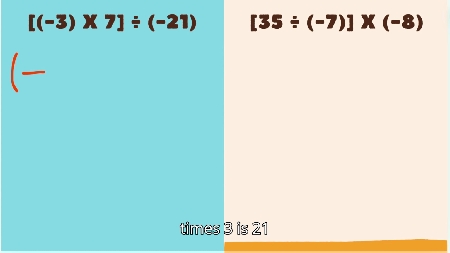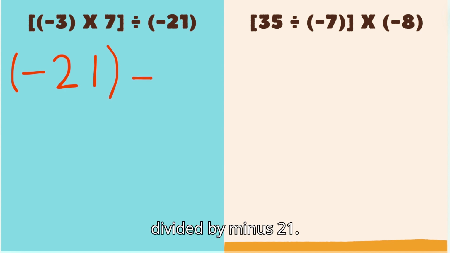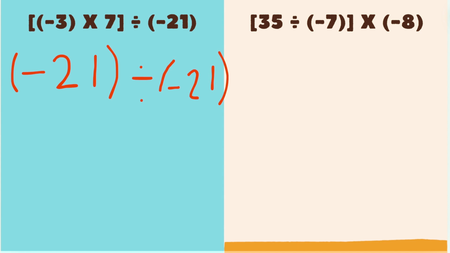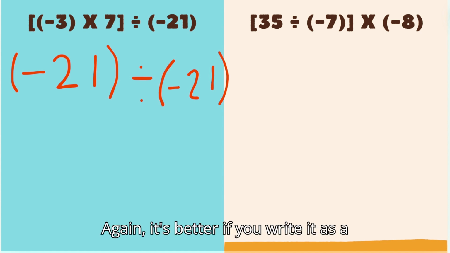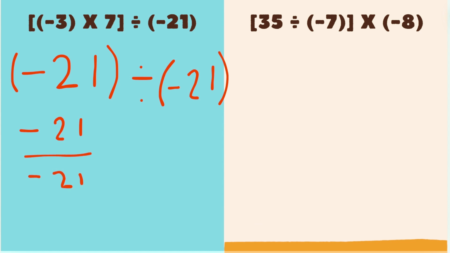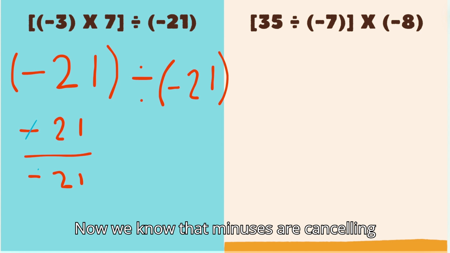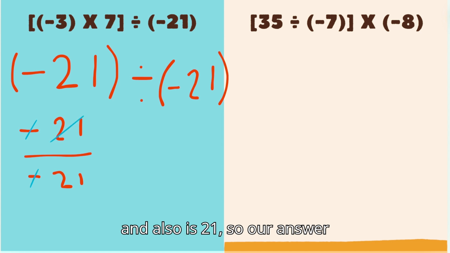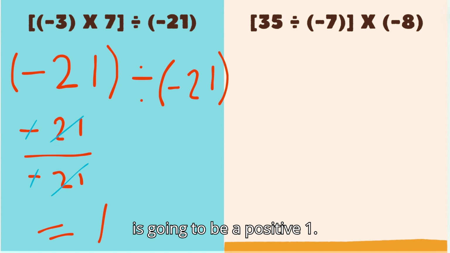7 times 3 is 21, divided by minus 21. Again, it's better if you write it as a fraction. So minus 21 over minus 21. Now we know that the minuses are cancelling, and 21 by 21 is also cancelling. So our answer is going to be a positive 1.